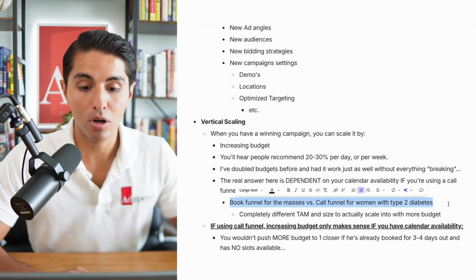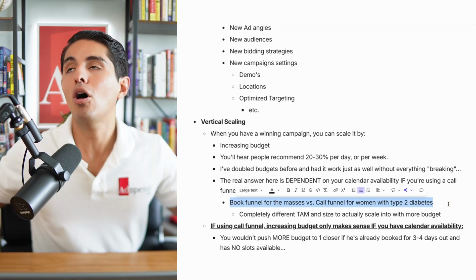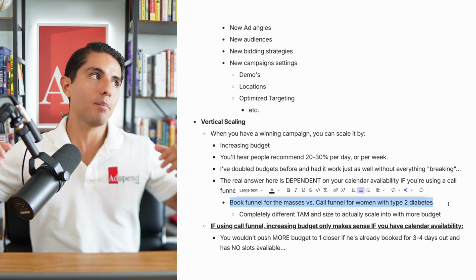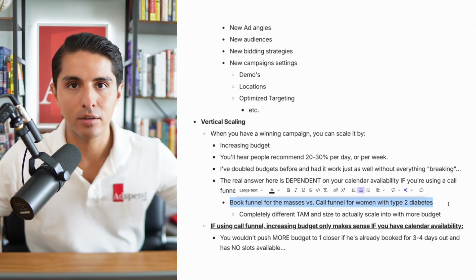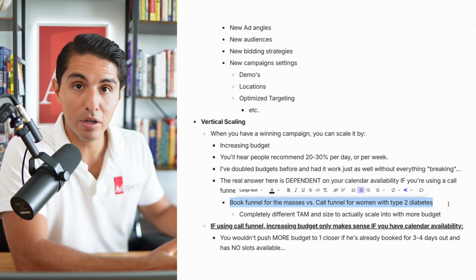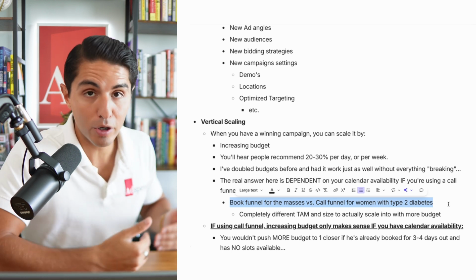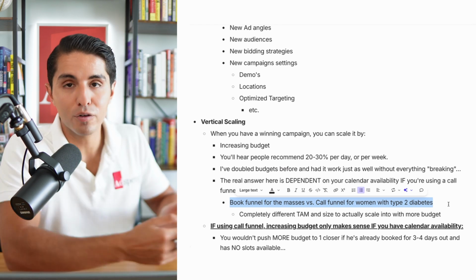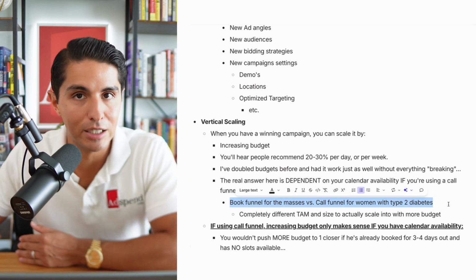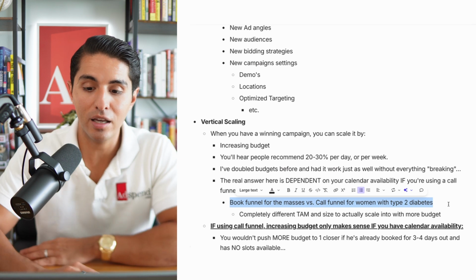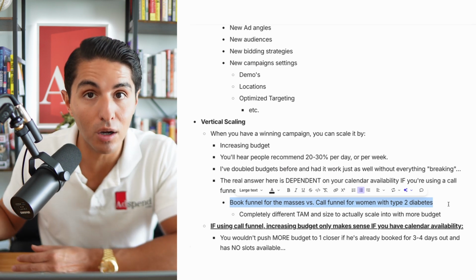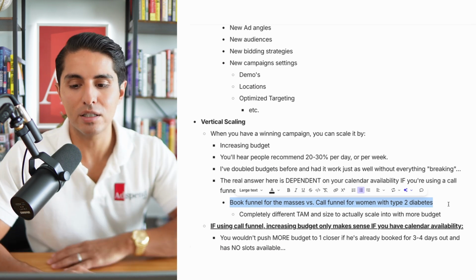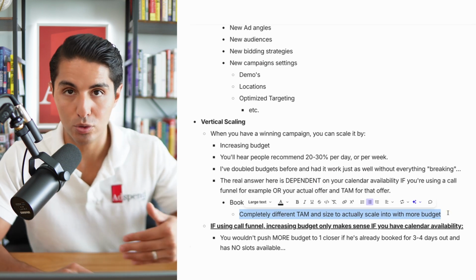For example, take a book a call funnel for the masses, like someone who wants to make more money online with trading. Mass offer. More people want to make money online, right? A majority of those people would be interested in how to make money day trading from the comfort of their own home on their computer, without having to go outside and see sun or daylight whatsoever, versus an offer like a call funnel for women with type 2 diabetes, right? A very specific type of demographic. And let's just say they're a very specific type of ethnicity as well, a lot smaller than anyone who just wants to make money online, right? A lot smaller. So just use your logic there. Completely different TAM and the actual scale into the budget, right?